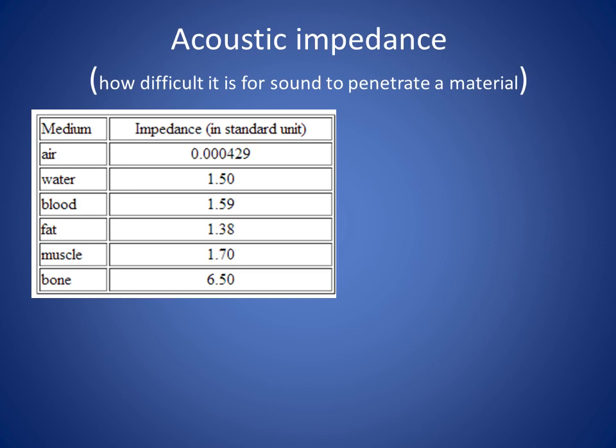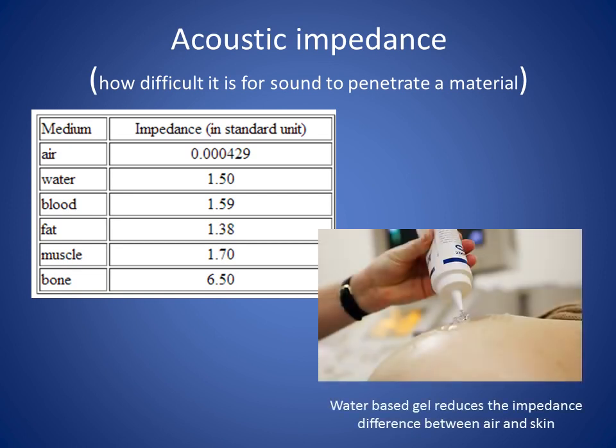Air and water have very different impedances, so that a beam of ultrasound hitting a water surface is almost entirely reflected away, and only a small amount enters the water. Because of the impedance difference between air and skin, a water-based gel is used to act as a coupling medium and help match the impedances.